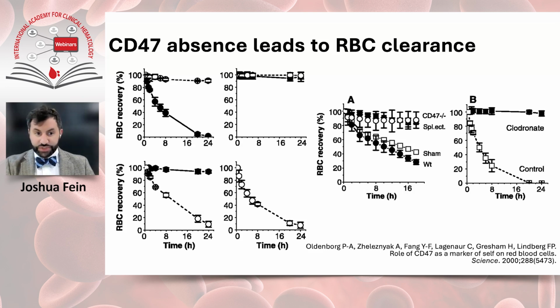So putting this together with some subsequent work, this led to the understanding that in red blood cells, CD47 is sort of a clock. And over time, there's loss of CD47. And once there's a depletion of enough of the CD47 on a red blood cell, it is phagocytosed, and that leads to clearing of older red blood cells.